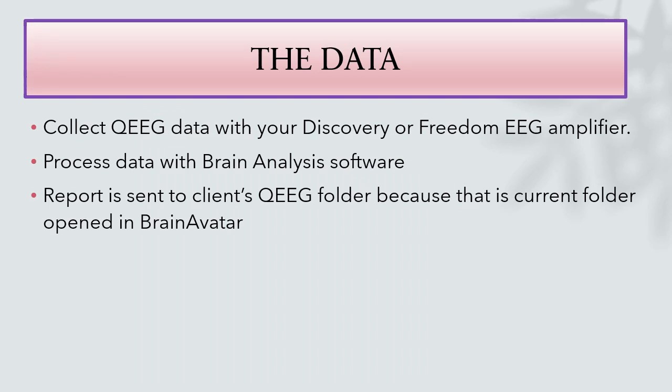QEEG data must be collected. We collect it with our Discovery or our Freedom amplifier. We process this data with Joule's new review report that includes beta 6 as 30 to 31 hertz. That report is sent to the client's QEEG folder. Why is it sent there? Because that's the folder that's opened in Brain Avatar, and that's why we can find the analysis eyes open or eyes closed file in the client file.